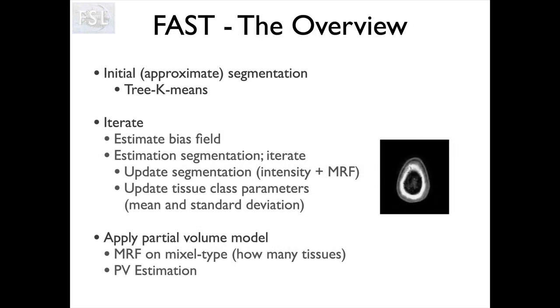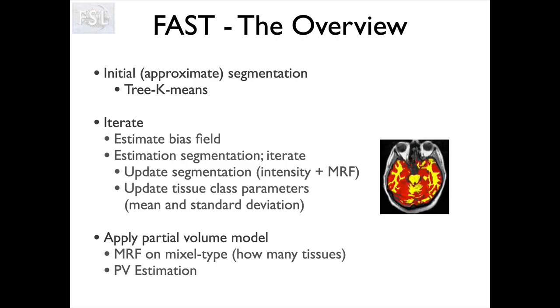So just to see how this all fits together, there's actually an initialization even for the hard segmentation, and that uses a particular algorithm called tree k-means. You don't need to know anything about that. It's a rough algorithm. It gives us roughly where most of the white matter is and most of the grey matter and so forth. It's not accurate on its own, but it is useful as an initialization.